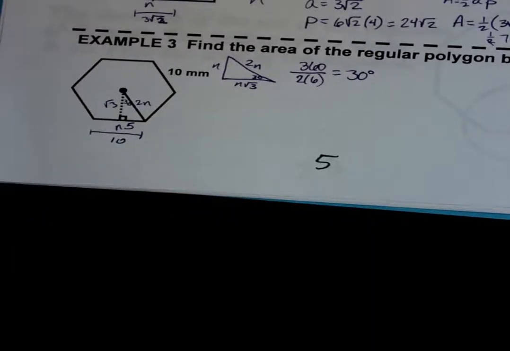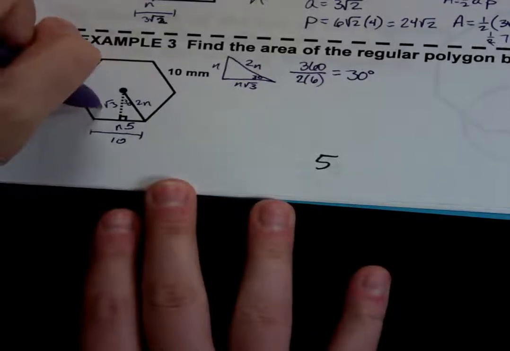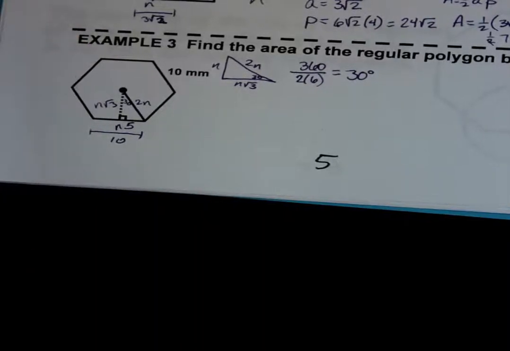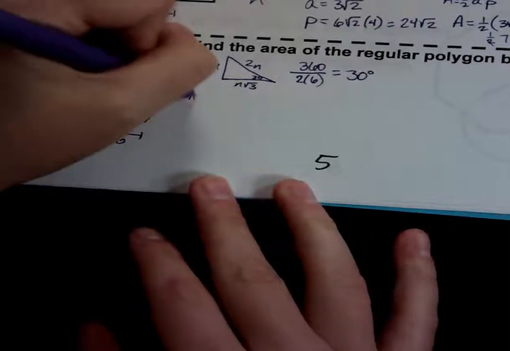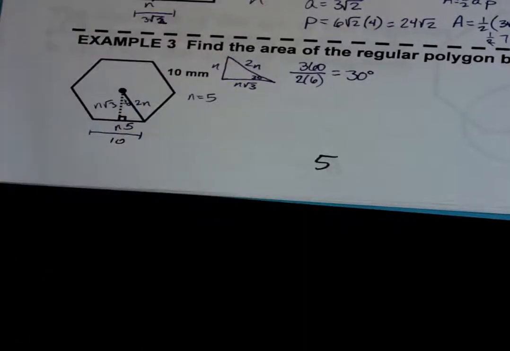We label the triangle. We solve for n. We'll check this out. N, oh, that's n root 3. Sorry. N is already solved for. We know that n is 5. So that's really nice. So we just need to figure out what we need. Do we need the 2n or do we need the n root 3? We need the apothem. We don't care about this radius.